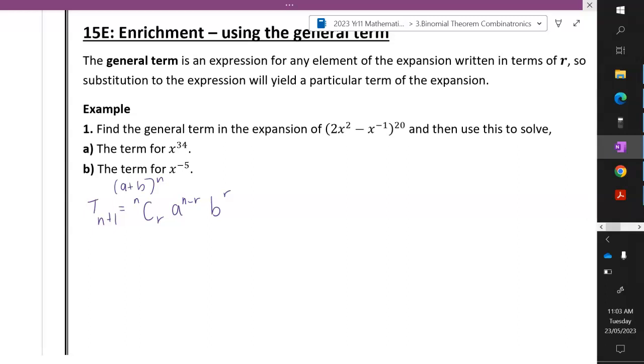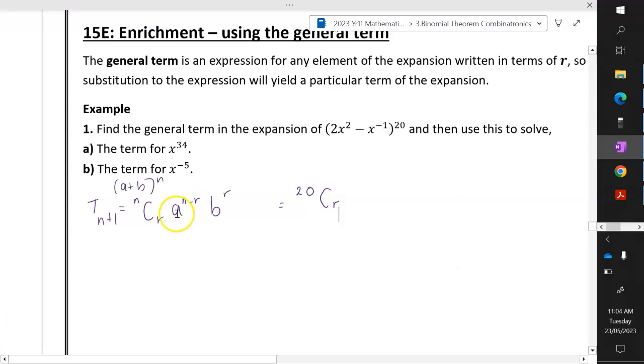So we're looking for the general term of that expansion. Let's see what we've got. I might leave out the n + 1 and just write it generically, which would be 20Cr. Our a, to the n minus r, relates to this 2x^2, so we're going to have (2x^2) to the power of 20 minus r. Then we're going to have (−x^(−1)) to the r. Note that the minus needs to go in there, and that makes our series alternate between positives and negatives, so we can't leave that one out.